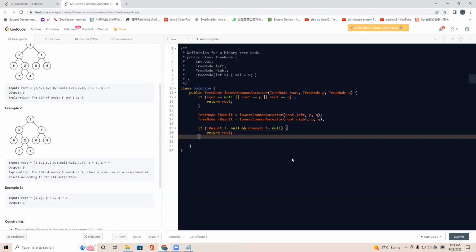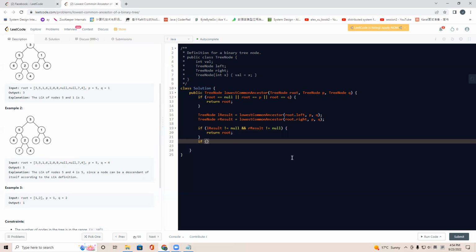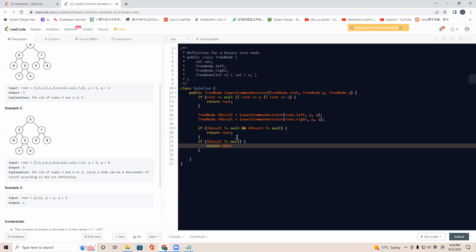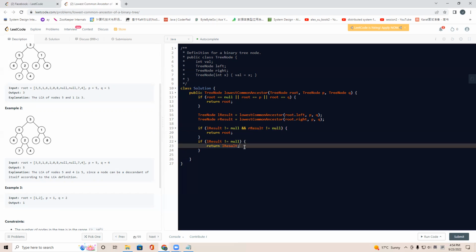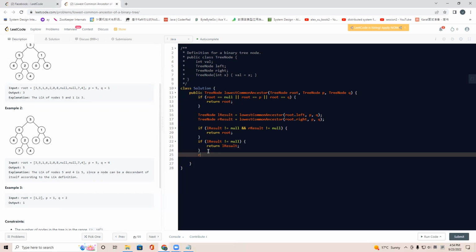Then let's say if L result is not null, we just return L result. That means it's not the previous condition, so one of L result or right result will be null. If L is not null, right is null, that means we found the common ancestor on the left side. And the other case is that we return right result.